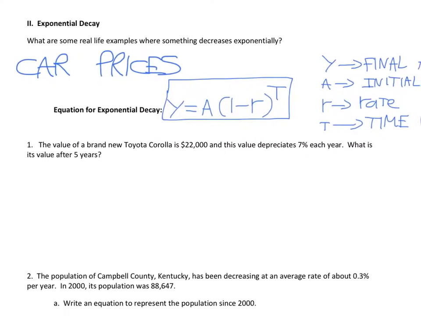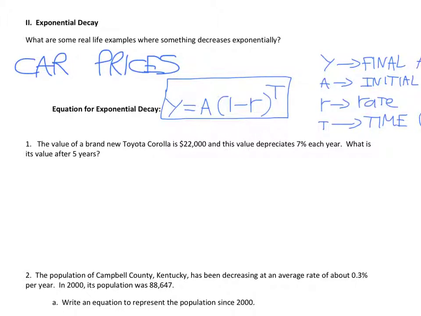Alright, here we go. We have the value of a brand new Toyota Corolla is $22,000, and this price depreciates 7% each year. So you buy it new for $22,000, and every single year after that, the price is going to go down. We want to find, if we use this model, what is its value going to be after 5 years? So let's figure out what y is, what A is, what r is, and what t is.